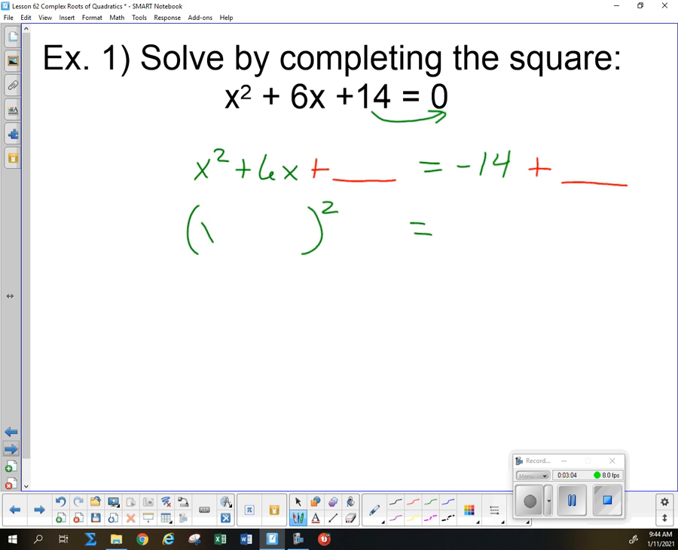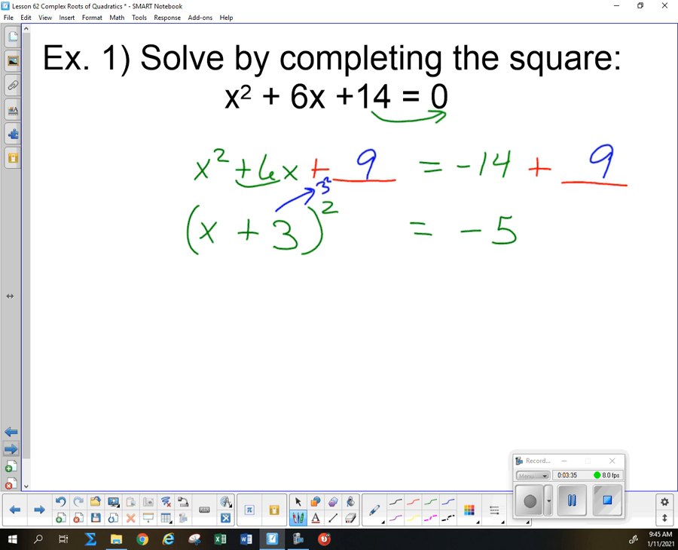And we know that our parentheses starts with 1x. We take half of whatever's in front of the x. In this case, it's a plus 6. Half of that is a plus 3. And then we take that plus 3 and square it, and that is what we add to both sides. So we now have x plus 3 squared equals, and negative 14 plus 9 is a negative 5.